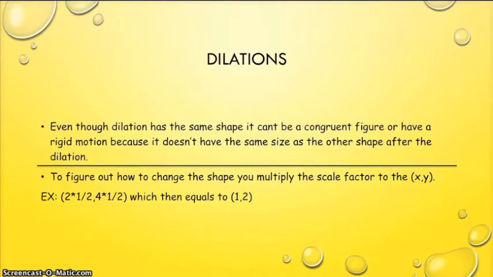Even though a dilation has the same shape, it can't be a congruent figure or have a rigid motion because it doesn't have the same size as the other shape after dilation. To figure out how to change the shape, you multiply the scale factor to x, y. Example: 2 times 1 over 2, 4 times 1 over 2, which then equals 1, 2.